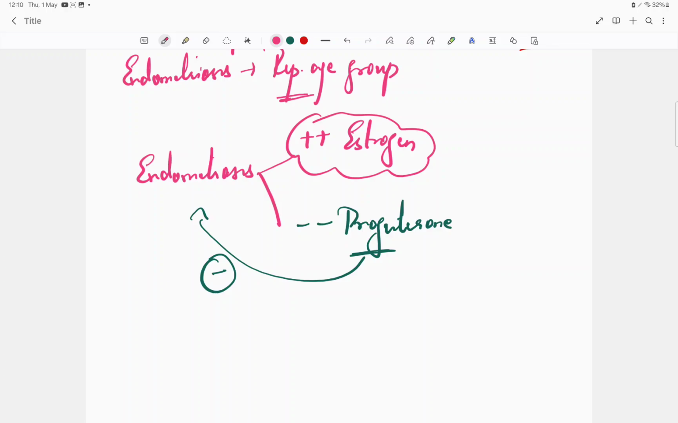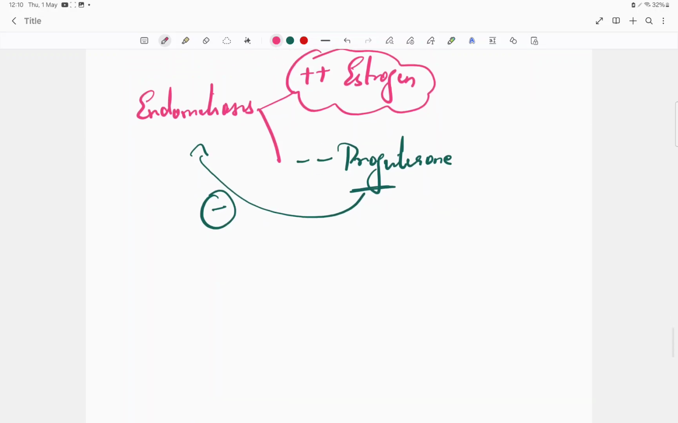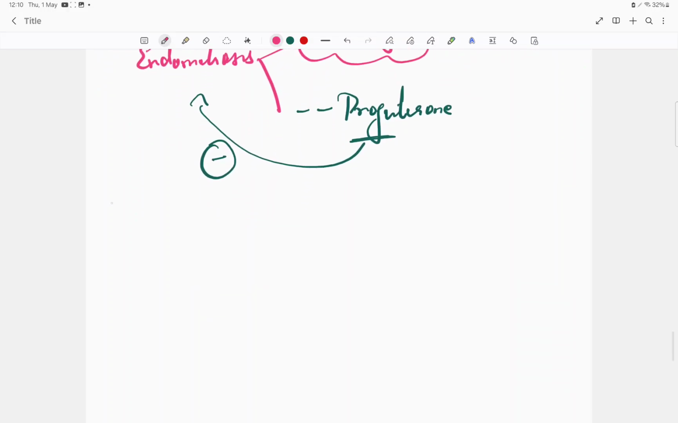Estrogen will be very high in the body. Because of this high estrogen, endometrial proliferation will happen to such an extent that the proliferating tissue will be resistant towards progesterone. So the word resistance is very important. So what they're telling is that hormonal influence is important.